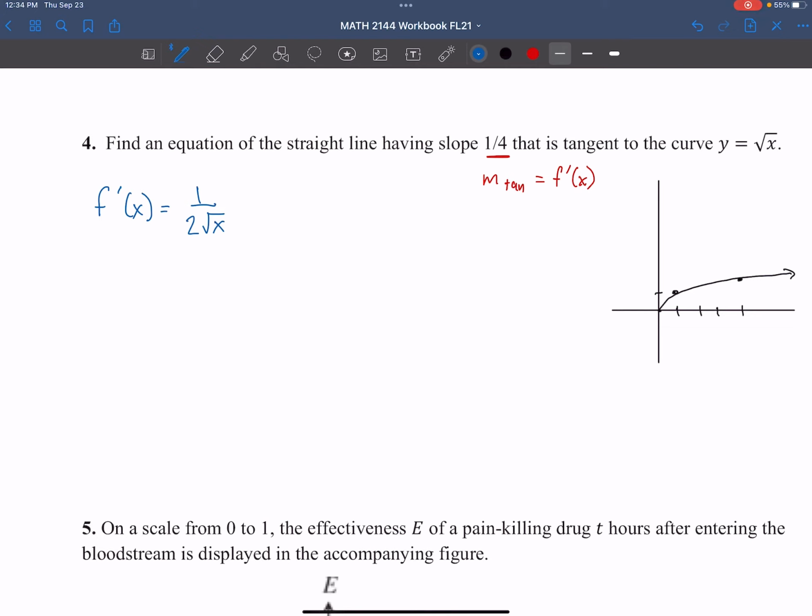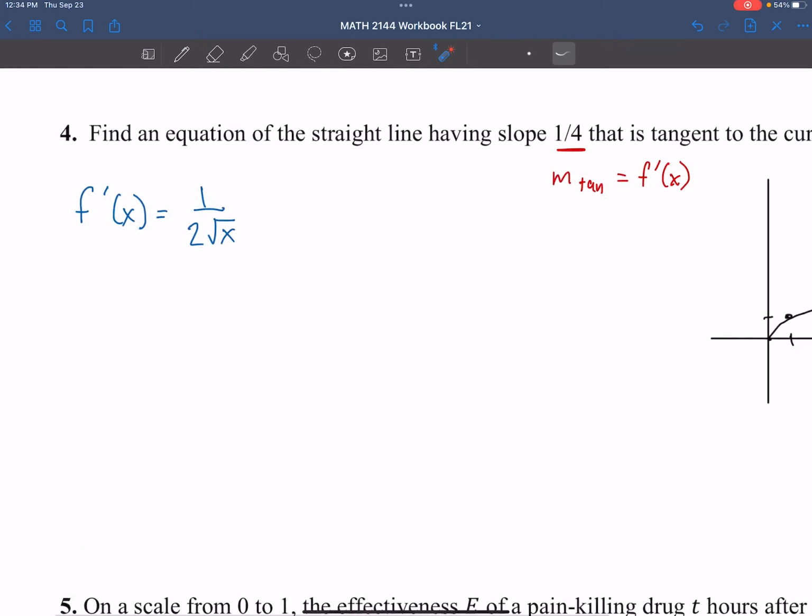So, if this is the derivative, what am I going to do with this 1/4? Am I going to set it equal to 1 over 2 square root of x, or am I going to plug it in? If you say plug it in, give me a thumbs up. If you say set it equal, give me a thumbs down. And the thumbs down is correct.